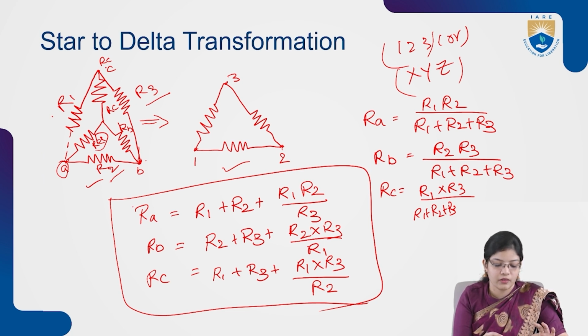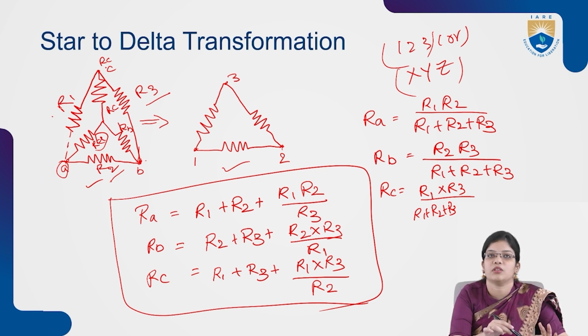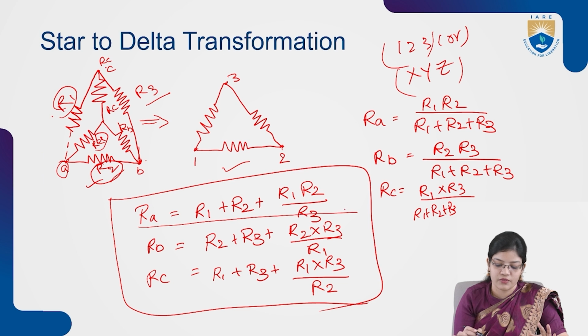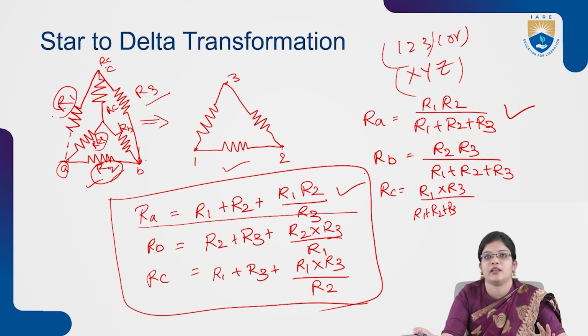So the first formula will be for the first node. If we consider the first node, what are the resistances connected to the node? The resistances are R1 and R2. So first we have to add these two resistances, R1 plus R2, and then we need to multiply these two resistances, R1 into R2, and then divide with the opposite resistance. So the formula for the first node is R1 plus R2 plus R1 into R2 by R3. This can also be written as R1 into R2 by R1 plus R2 plus R3. Either by using this formula or this formula, we need to calculate the resistances.